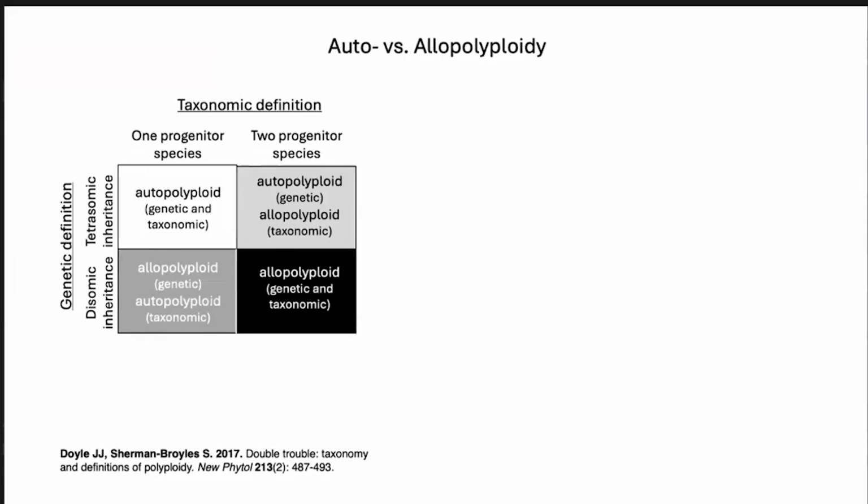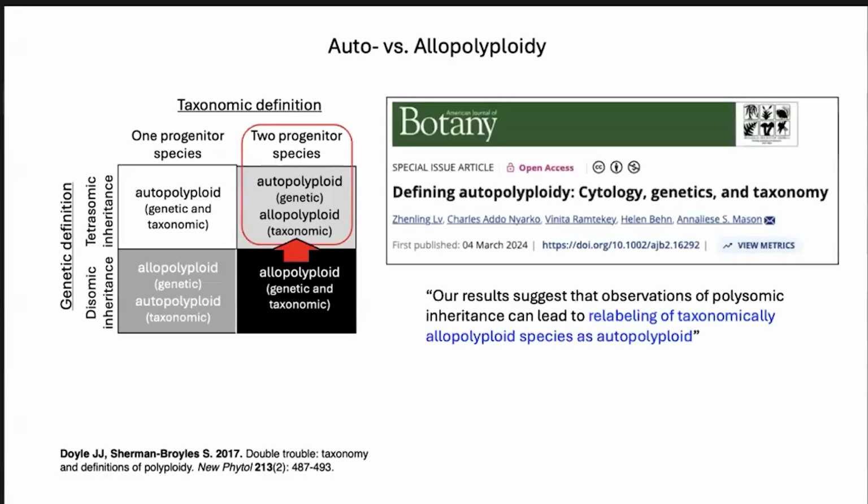You ask, well, okay, there are classic auto and allopolyploids that agree on both counts in the corners, the top left and top right, but there are these other more gray zone sorts of things there. How well populated are those? We didn't really know at the time, and we still don't know a huge amount, but Annalise Mason, whose name you've heard already, has done an analysis of what's out there.